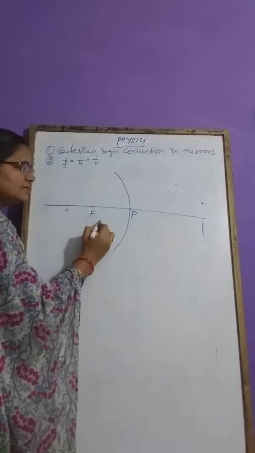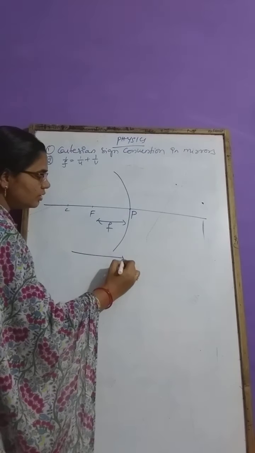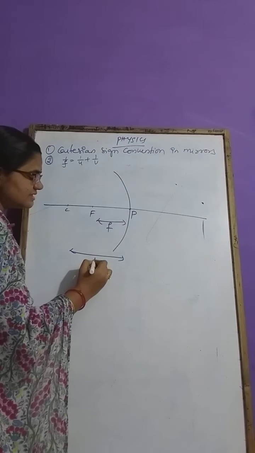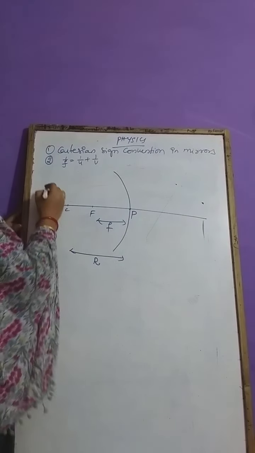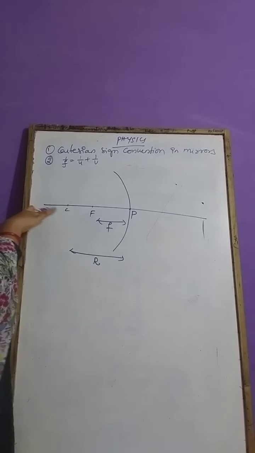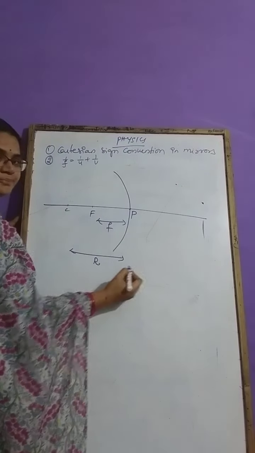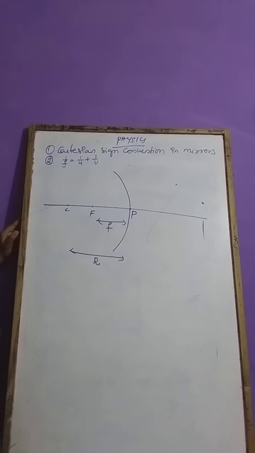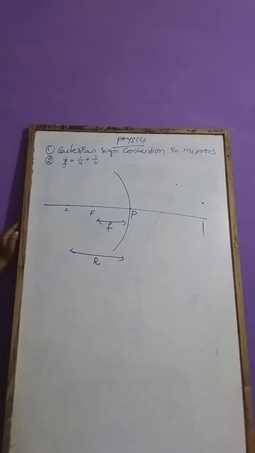The distance from the pole to the focus is defined as focal length, and the distance from the pole to the center of curvature is defined as the radius of curvature. And of course, wherever you keep an object, it may be beyond the center of curvature. The distance between the object and the pole is defined as object distance, and the distance between the image formed and the pole is defined as the image distance.